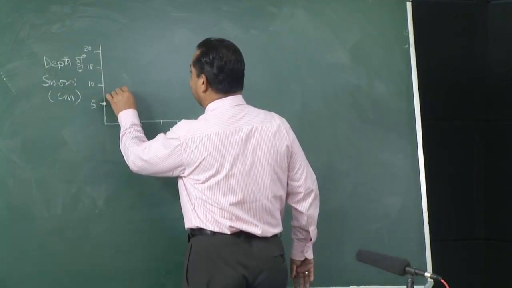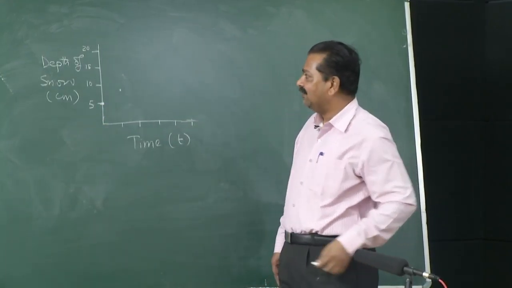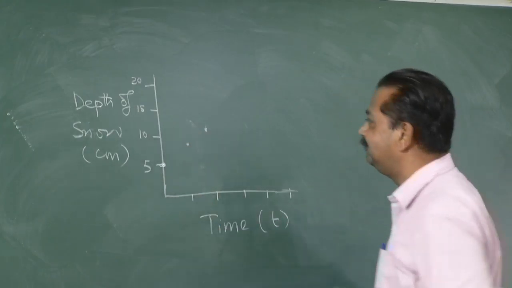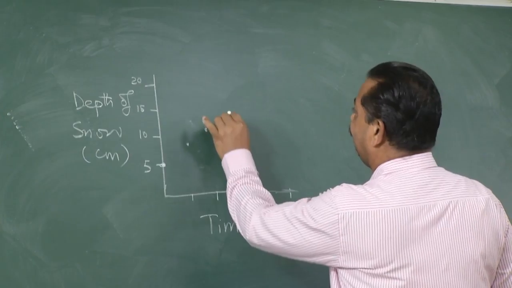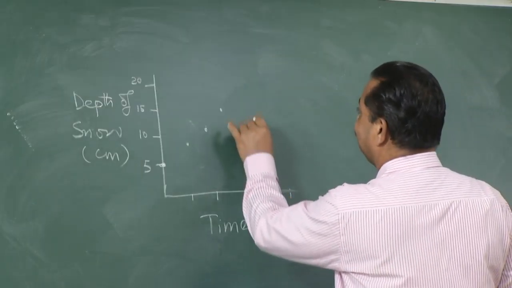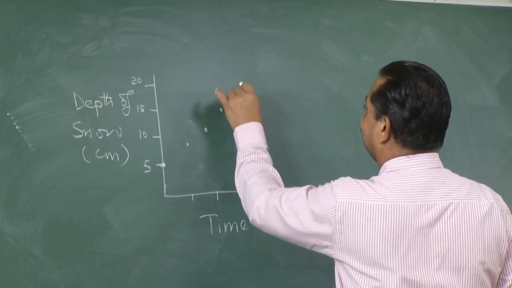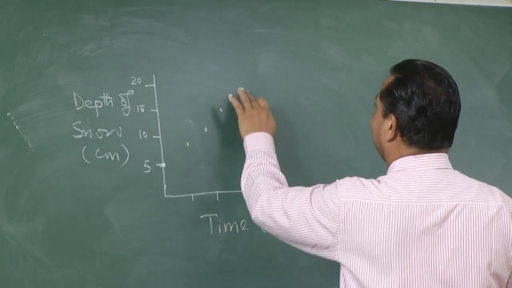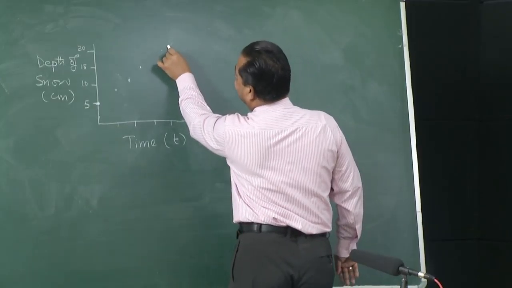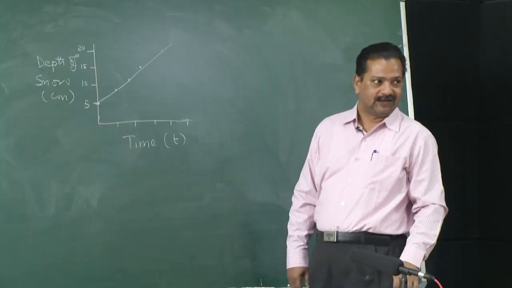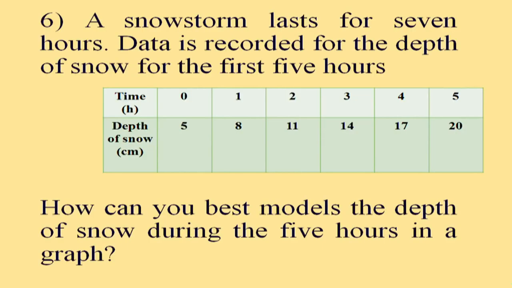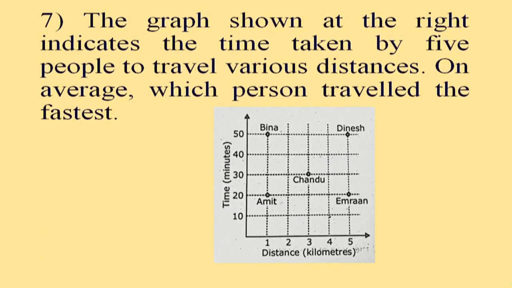And see, if I take all the actual points: 0 and 5, then what do we have? 1 and 8, somewhere like this. Then 2 and 11. 3 and 14, would be somewhere here. 4 and 17 here. And 5 and 20. Okay, so this would be something like this. See? So the graph would look like this.